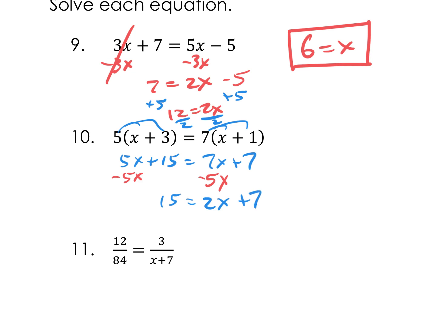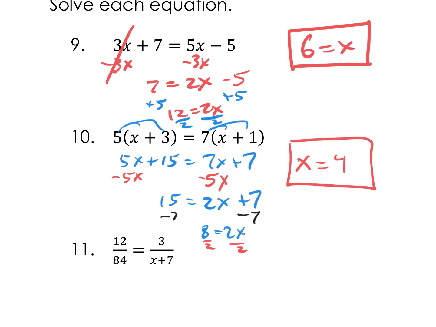Now we've got to get the x's by themselves. So let's go ahead and subtract that 7 from both sides. And 2x equals 15 minus 7, which is 8. The opposite of multiplying is dividing, so let's divide. So x equals 4. There we have it.